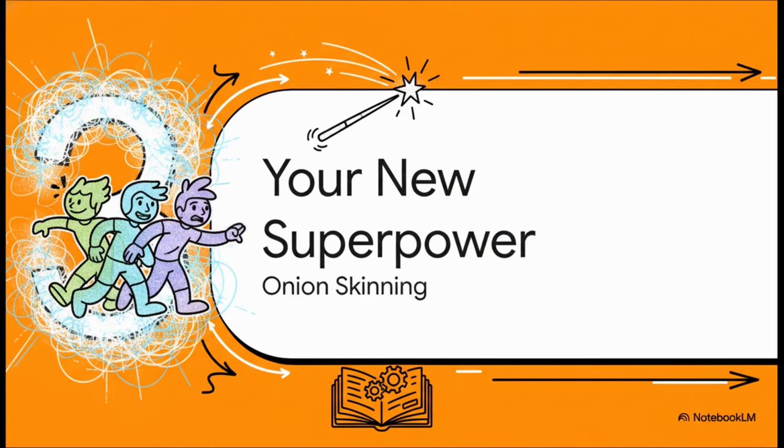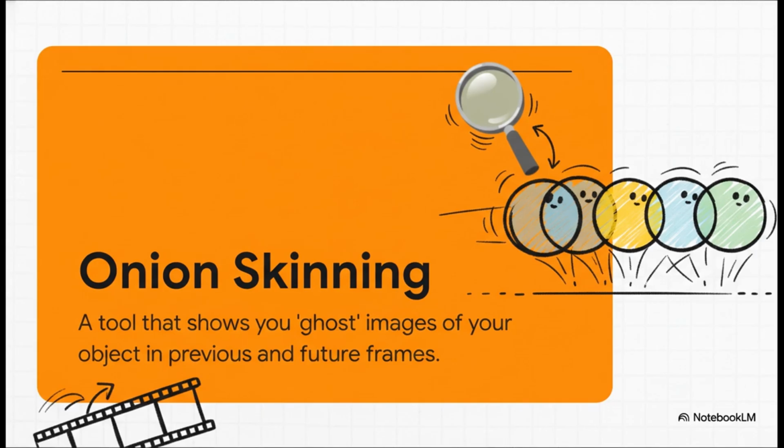Now, here's where it gets different from every other tutorial you see on YouTube. Before you touch the graph editor, we need to install a tool that is called onion skinning. Onion skinning is a tool from 2D animation that shows you ghost images of your object in previous and future frames. It lets you see the spacing as you work.